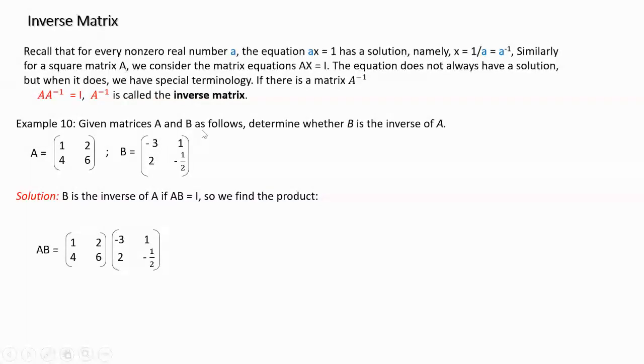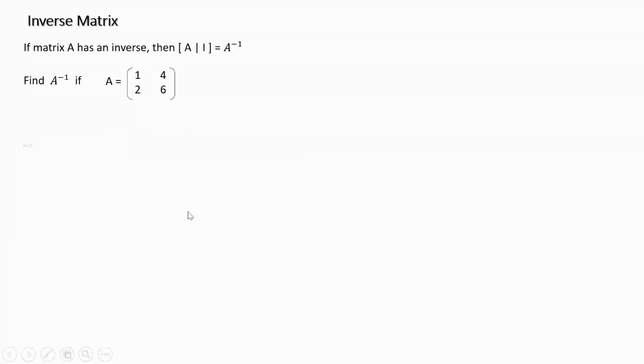So example 10, given matrices A and B as follows, determine whether B is the inverse of A. So I'm going to multiply A times B. And if we get the identity, which is 1, 0, 0, 1, that means both are inverses of each other. If it equals 1, 0, 0, 1, then B is the inverse of A because A times B is the identity.